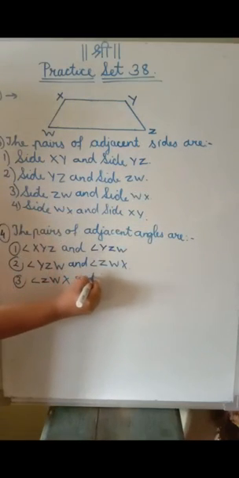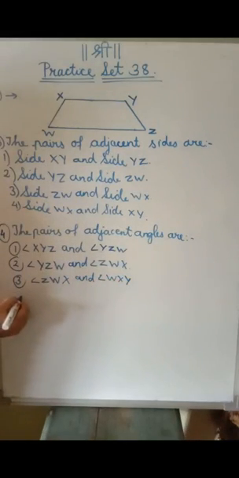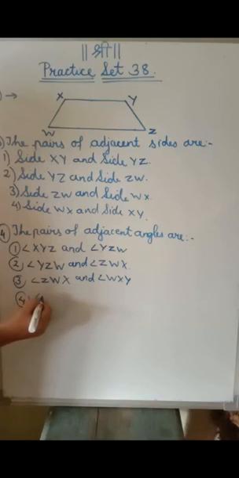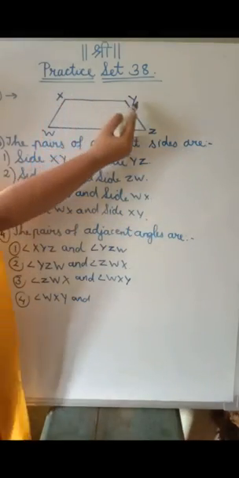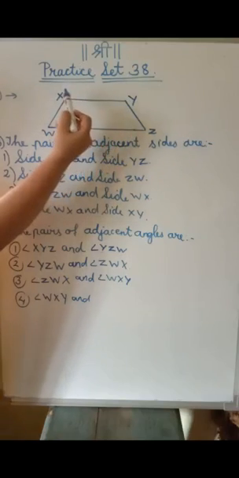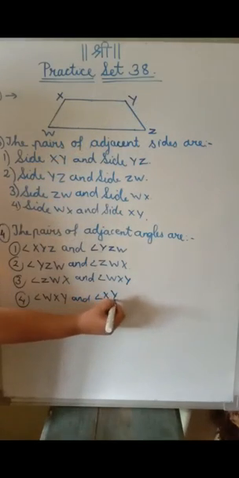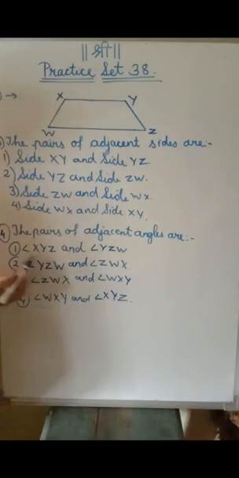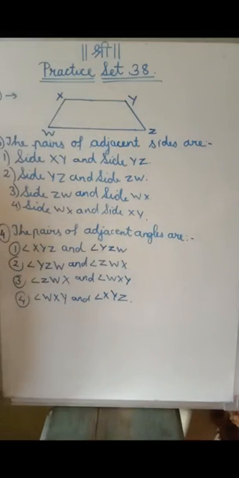Now take this angle down, angle WXY. Fourth pair: angle WXY, and adjacent to it will be angle XYZ. So did we get the first pair's first angle again? So our pairs are stopped. We have a total of 4 pairs of adjacent angles and they are in this way.